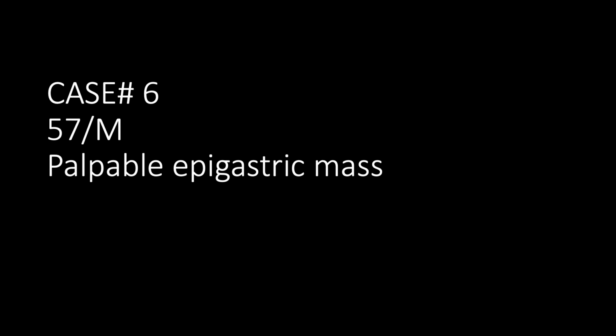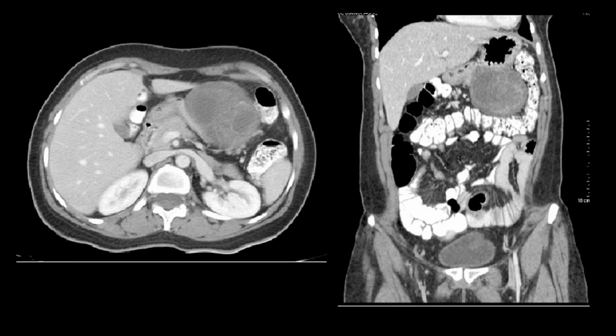For the last case, we have a 57-year-old male with a palpable epigastric mass. So here we could see a heterogeneously enhancing mass at the inferior portion of the stomach near its greater curvature and in close relation with the transverse colon as well as the splenic flexure. The areas of non-enhancement exhibited by the tumor may represent necrotic areas of the lesion, while other abdominal organs remain unremarkable.